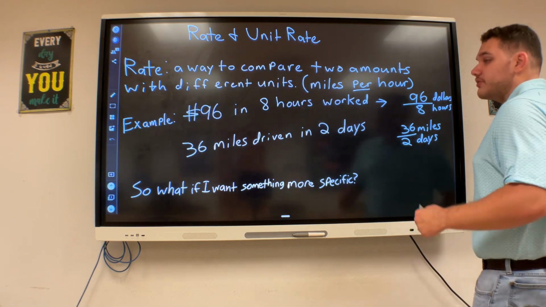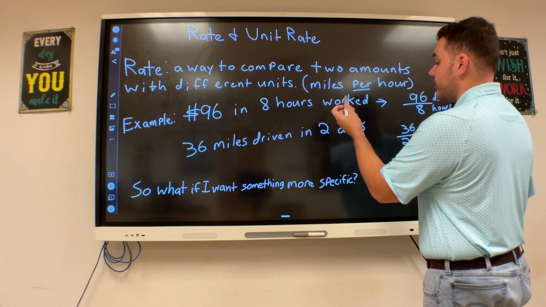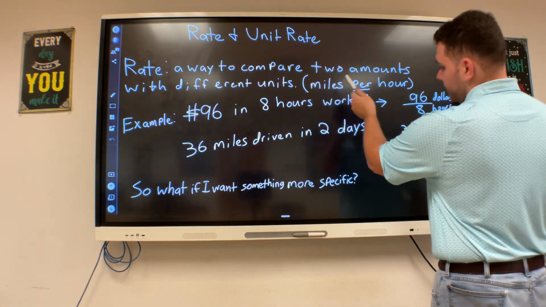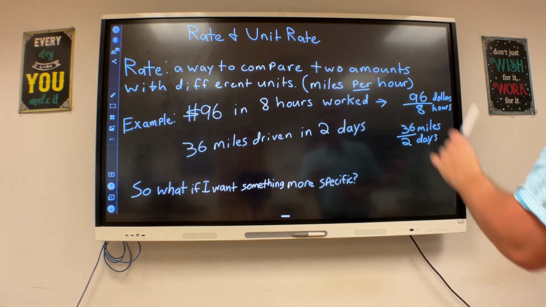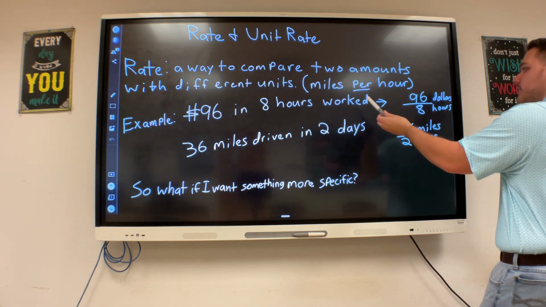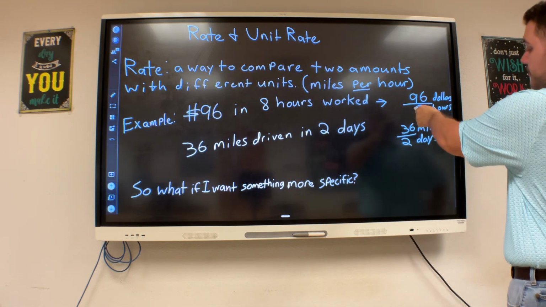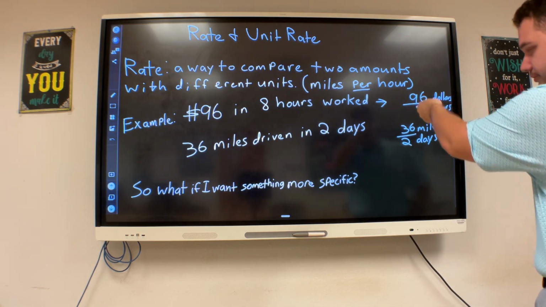So like I said, you've interacted with them your whole life, even if you have not realized it. The most common one you've probably heard is miles per hour. Like I said, we're talking about two different units of measurement. So miles, we're talking about distance, but hours, we're talking about time. We're measuring two different things, but that's what we've got with that rate. For every hour, we're going so many miles.